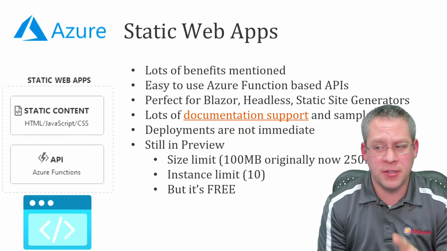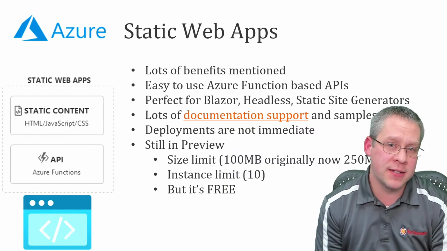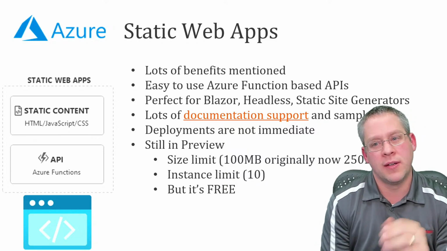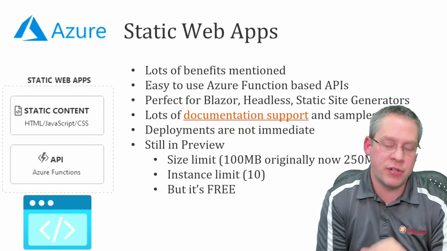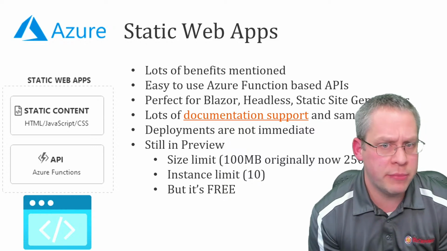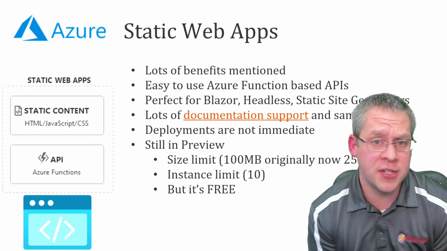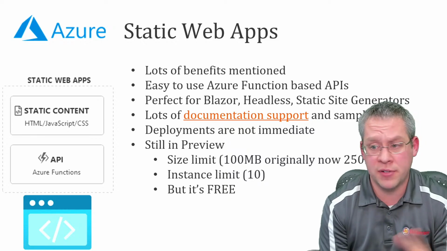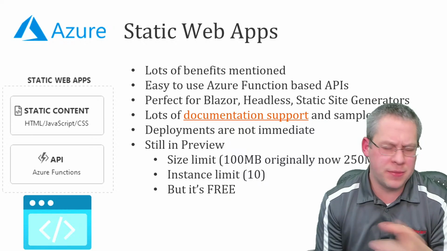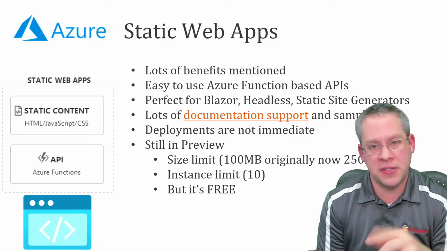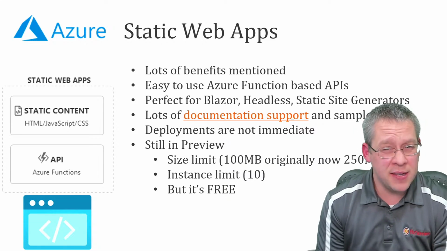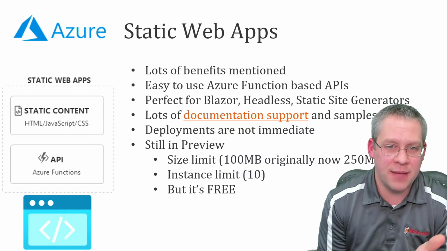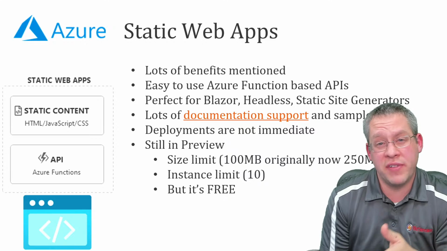Originally there were some issues with how big these things could be. 100 megabytes doesn't seem like a lot until you start putting in heavy images and things like that, which I wouldn't recommend in a Jamstack world anyways. Your images should be coming from something like another CDN or a headless CMS like Kentico Kontent or Contentful. So there are easy ways around the size limit, but they did up that to 250 megs. You can only have 10 of these in one Azure subscription, which again, I don't see being a big issue, especially with all the benefits that I've just talked about.